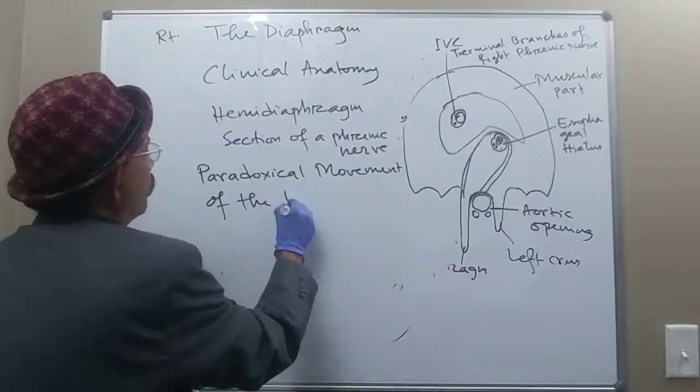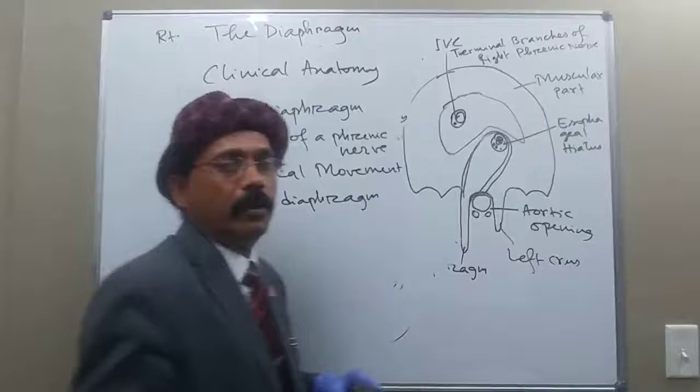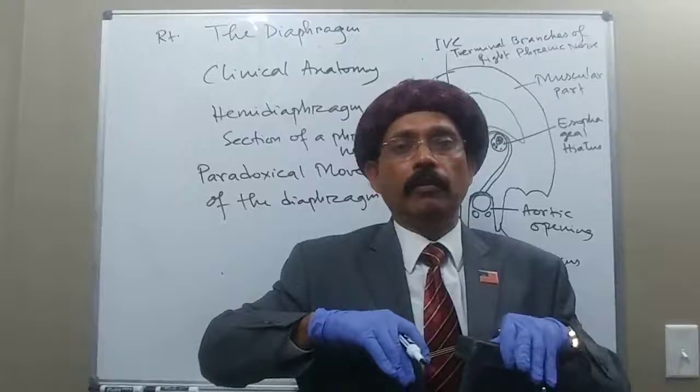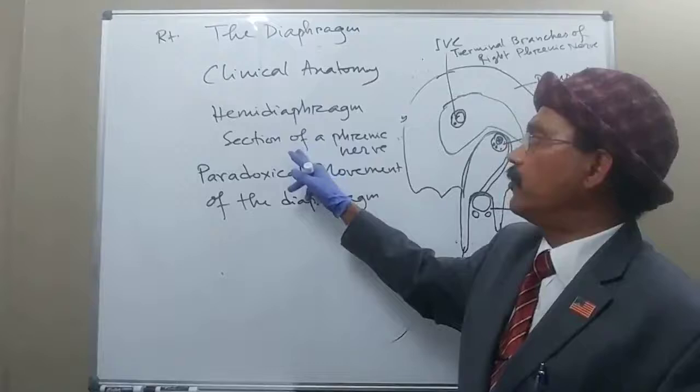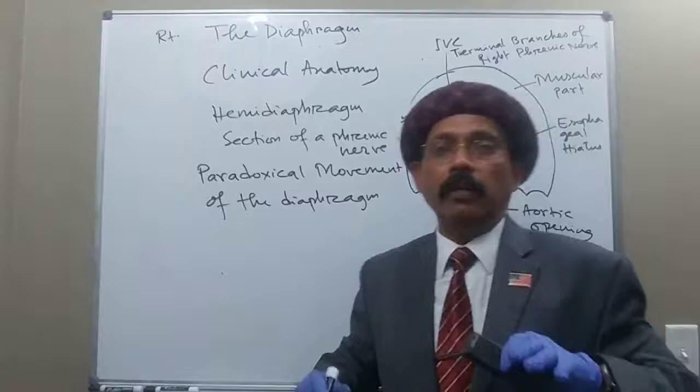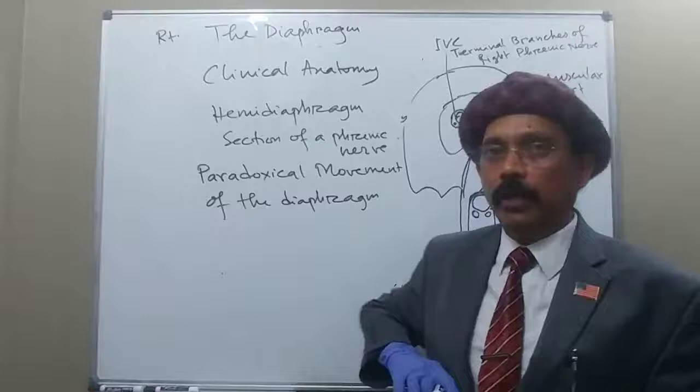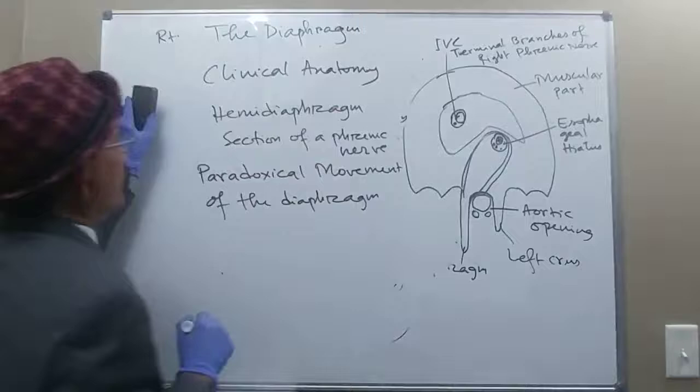What is the paradoxical movement of the diaphragm? During inspiration, our diaphragm should go down. During expiration, the diaphragm again should make a big dome. But in case of hemidiaphragm, due to section of a phrenic nerve, there will be paradoxical movement. So when the healthy diaphragm goes down, the diaphragm with the sectioned phrenic nerve will go up. That is the paradoxical movement of the diaphragm. Okay, we got the clinical anatomy.